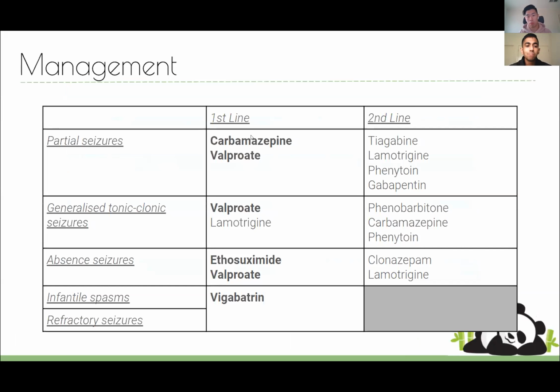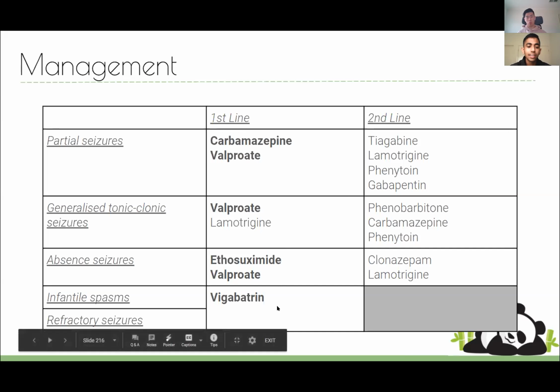So generally, partial seizures either carbamazepine or valproate, more commonly carbamazepine. For generalized tonic-clonic seizures, we're going to use valproate mainly. Absence seizures, we're going to use ethosuximide, or we can use valproate if that's not working. And then for the other ones, we can use vigabatrin.